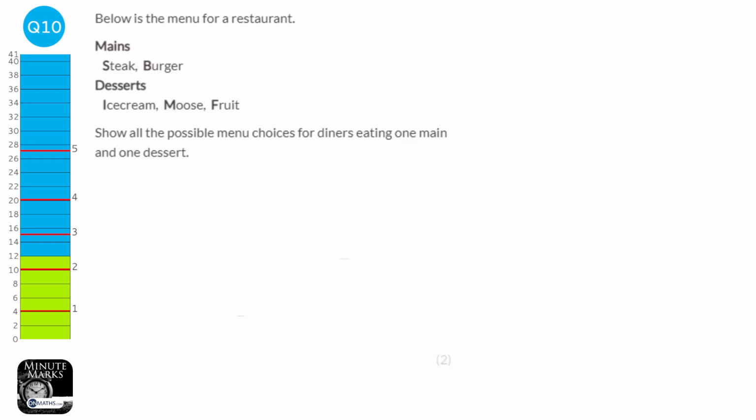It's really important when answering this question that we're really methodical. So we're going to start off just looking at steak, and I'm going to start with the S, and we're going to pair it with the first dessert, which is the ice cream. Then we're going to pair the steak with the second dessert, which is the mousse. Then we're going to pair it with the third dessert, which is the fruit. So we're being really methodical. We've done all of the combinations with steak.